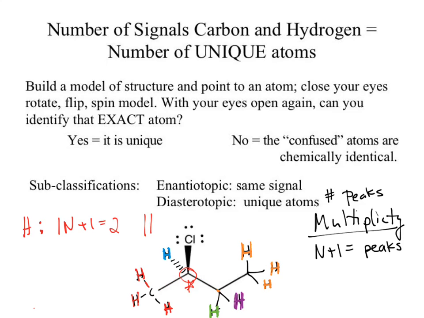What happens with our blue hydrogen? I changed my mind. That one's going to be more difficult. Let's look at our orange. They're all going to be more difficult. So take a look at our blue hydrogen. How many neighbors do they have?